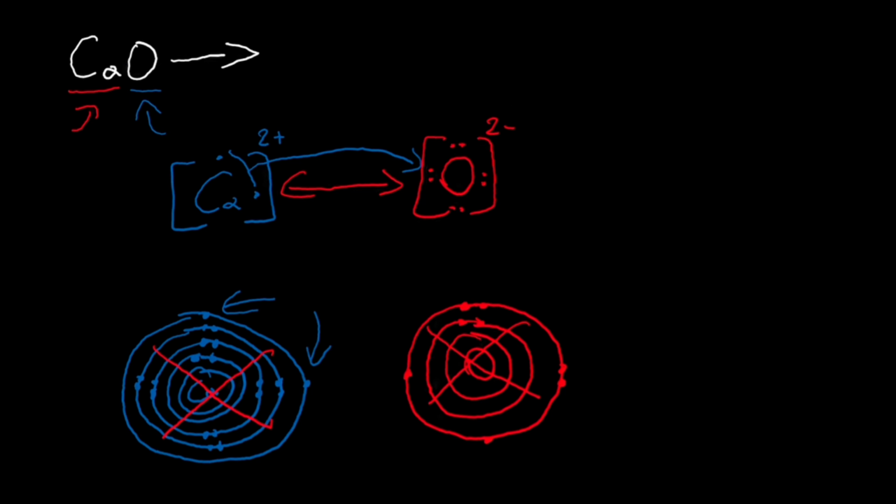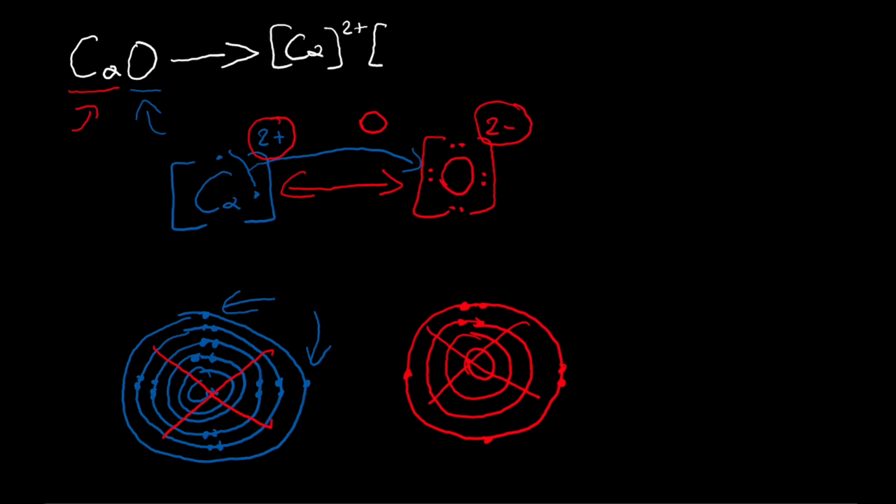The most important thing to note is that the calcium has a positive 2 charge while the oxygen has a negative 2 charge, meaning that it balances out to 0, hence why calcium oxide is a stable compound. And so the Lewis structure for calcium oxide is the calcium ion with a positive 2 charge and the oxygen ion with a negative 2 charge.